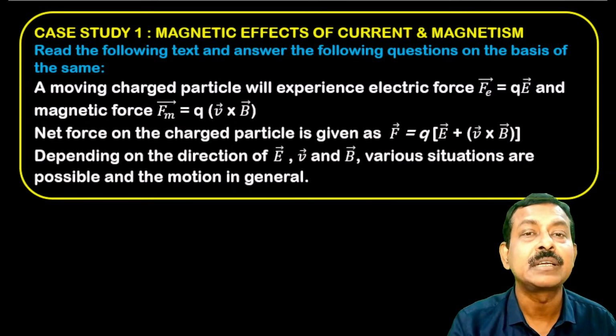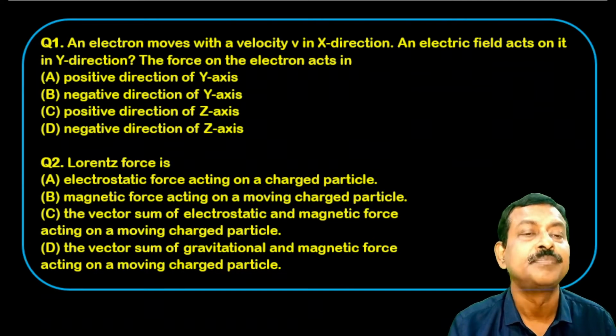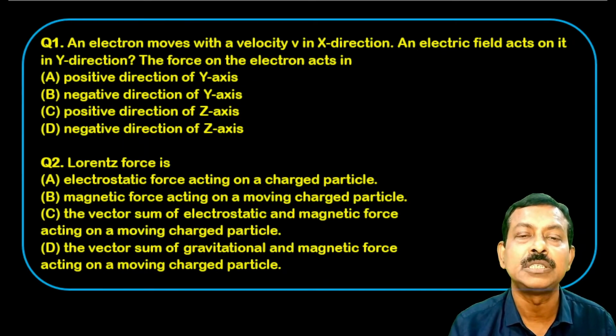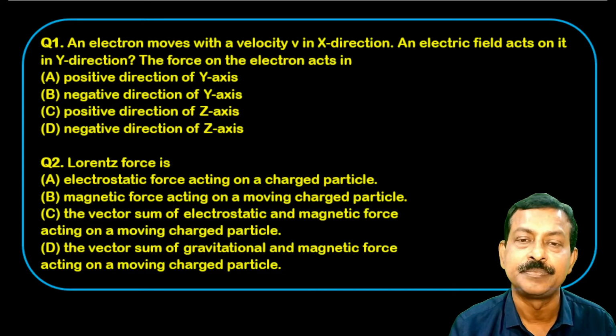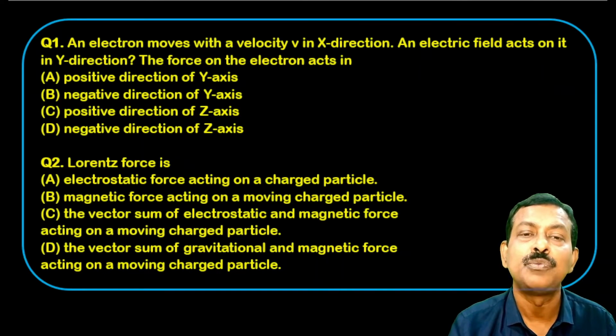Now, let's take the different questions given on this case study. The first question is: an electron moves with a velocity v in the x direction. An electric field acts on it in the y direction. The force on the electron acts in.